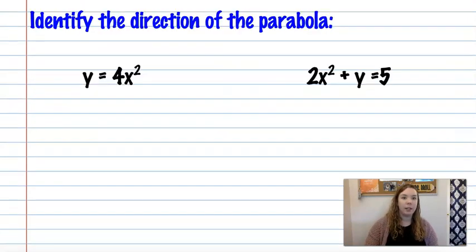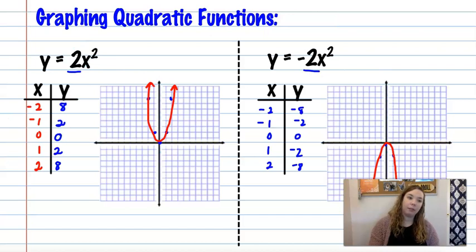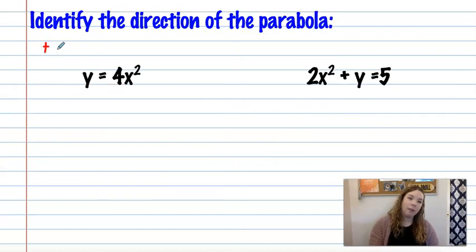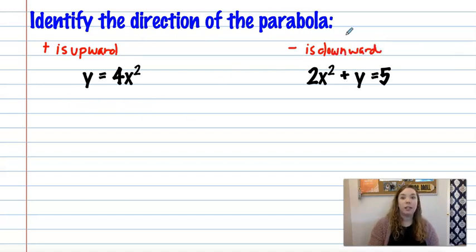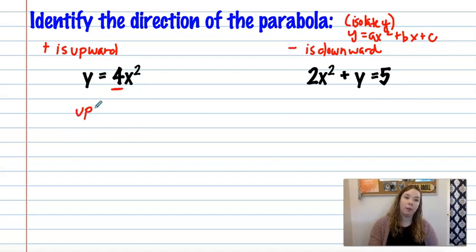So on our next slide here, it says, identify the direction of the parabola. So positive is up. We'll put that here. Positive is upward. Negative is downward. And for these, it's after we isolate y, because we're trying to get standard form. Standard form is where we have y equals ax squared plus bx plus c. So this one's already in standard form where y is isolated, and my leading coefficient is positive. So this one's going to open upward.